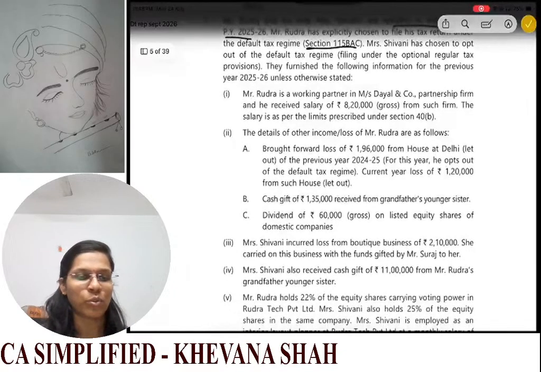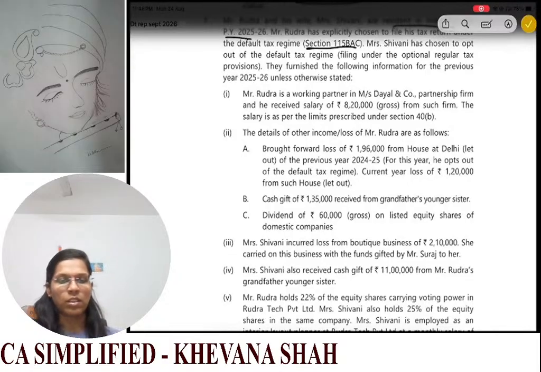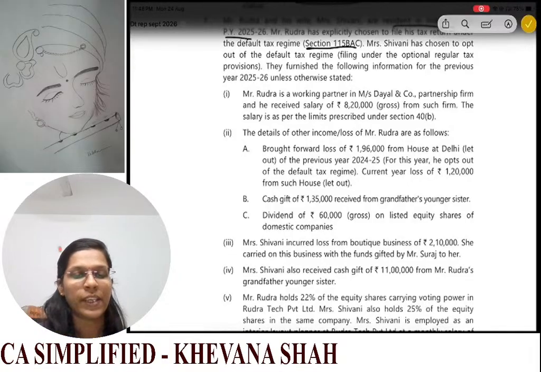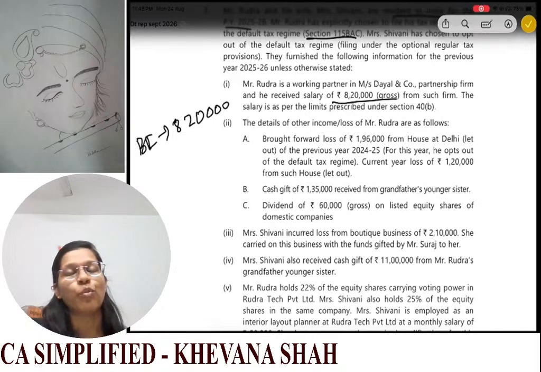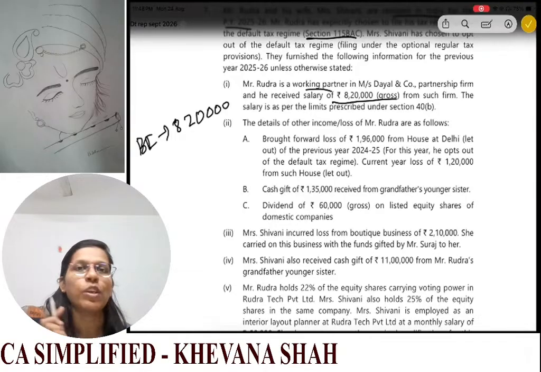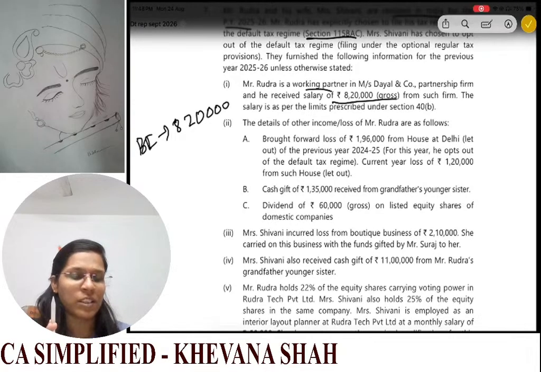Now they've given Mr. Rudra is a working partner in Messrs. Dayal and Company Partnership Firm. He has salary 8,20,000, which is gross salary. Okay. So your business income 8,20,000. Now why have I taken this as business income? Working partner. So any salary that a partner receives from a partnership firm, even if it is named salary, will come under your PGBP section. Please remember this.